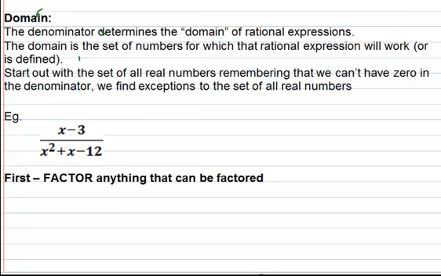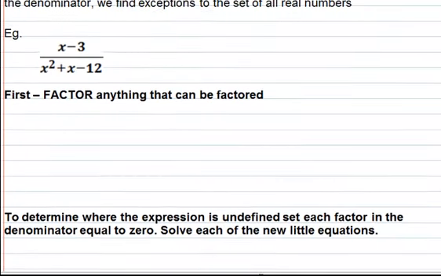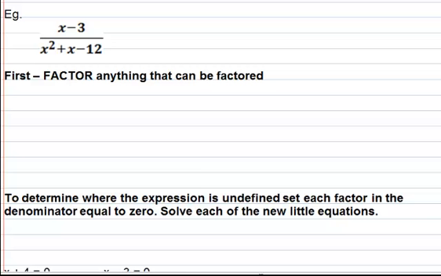So what makes the bottom 0? Those are the things that we can't have. So hopefully, let's go ahead and just do a nice little example here. The first thing that we do is we look at this nice polynomial over a polynomial. So there's our rational expression. X minus 3 can't be factored, but x squared plus x minus 12, that can be factored.